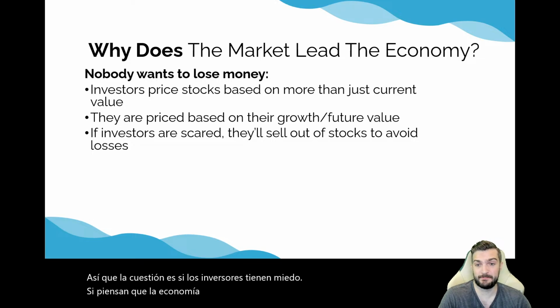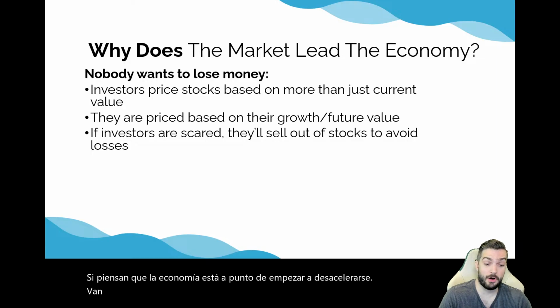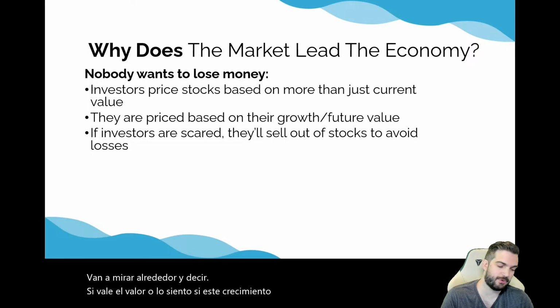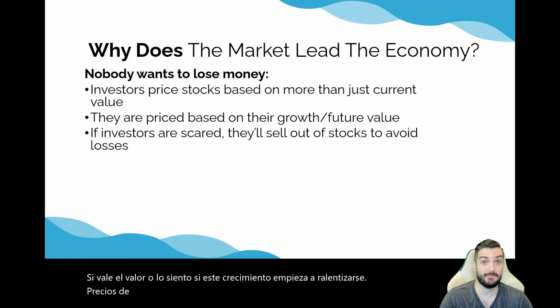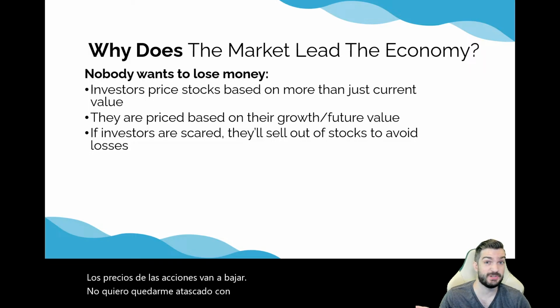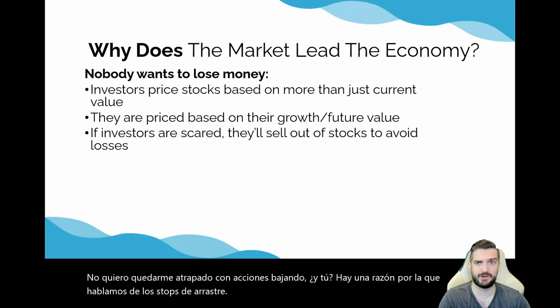So the thing is, if investors are scared, if they think the economy is about to start slowing down, they're going to look around and say, oh, if this growth starts to slow, share prices are going to drop. I don't want to get stuck holding stocks going down, do you? There's a reason we talk about trailing stops. This is probably where trailing stops are going to start to get hit.